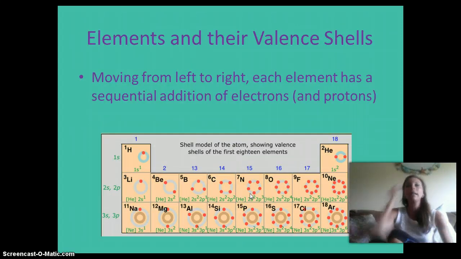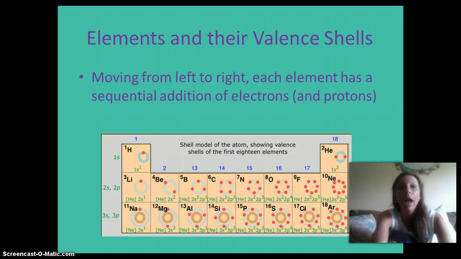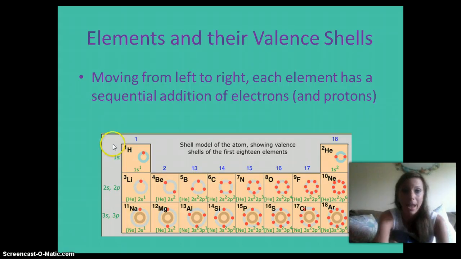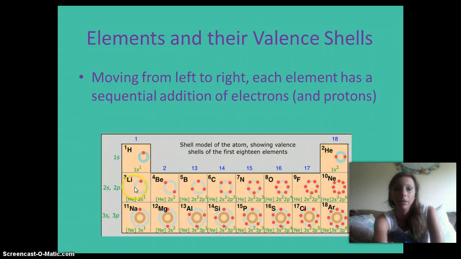Okay, so elements in their valence shells continued moving from left to right. Each element has a sequential addition of electrons and protons. So we have here hydrogen. Its atomic number is 1. It has 1 electron. It has 1 proton. Helium here is 2. It has 2 protons, 2 electrons. Lithium is 3. It has 3 protons and 3 electrons, and so on and so forth.